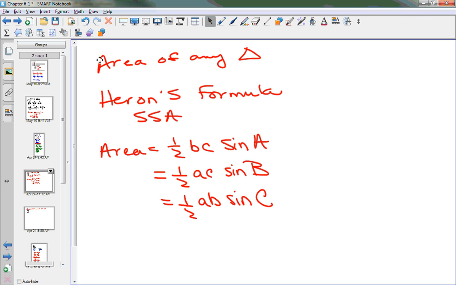I give you side A and C. What side is missing is B, so you're going to use sine of angle B. Look at the third one. I give you A and B. What side is missing is C, so you're going to use the sine of angle C. Do you understand that, yes or no?